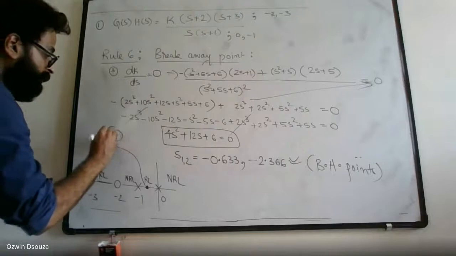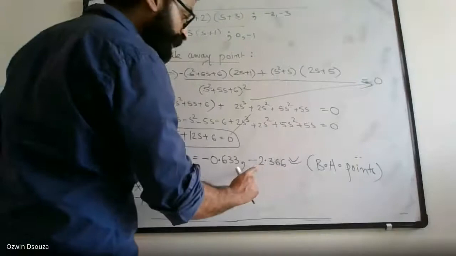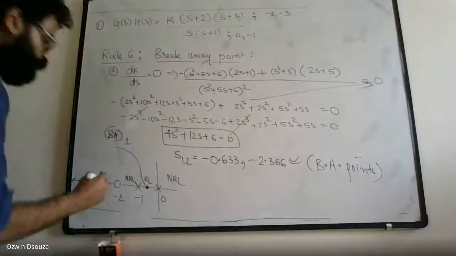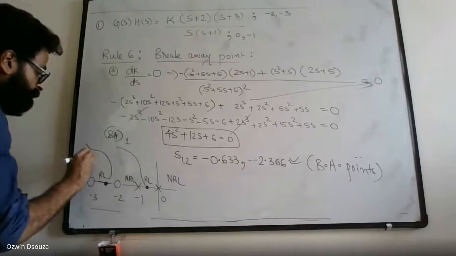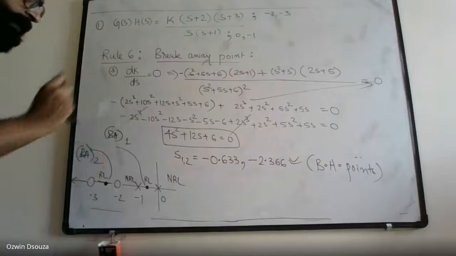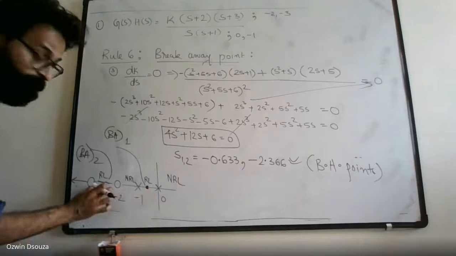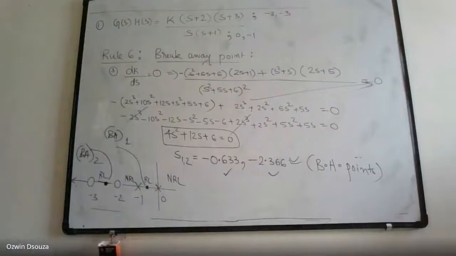And next you place the second breakaway point. Where is it getting placed? It is getting placed at minus 2.3. Minus 2.3 is somewhere here. So this is your breakaway point 2. So what you are observing is that the two breakaway points are getting located in valid sections of root locus. Hence, both are valid breakaway points. This is how you check the validity of breakaway points.